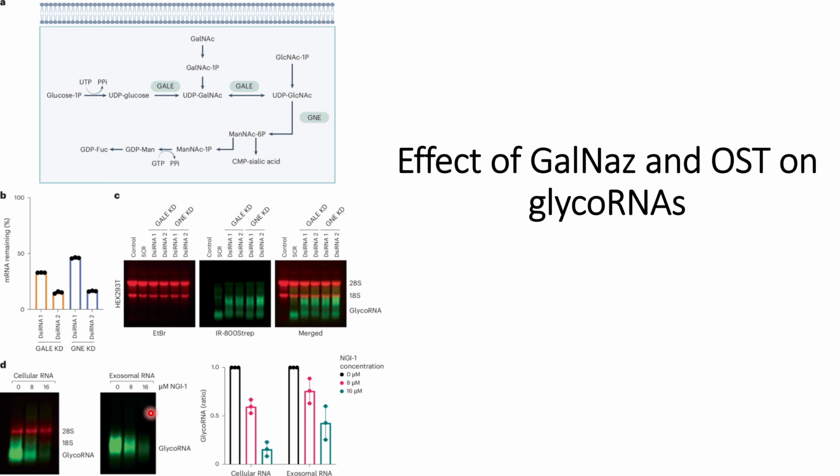These results have been quantified on the right hand side, where we can see that the glycoRNA ratios go down significantly compared to the control for the cellular RNAs and also for the exosomal RNAs at different concentrations of NGI-1. So both of these results indicate that the GalNAz pathway plays a role towards these glycoRNAs, and also the OST pathway plays a role towards glycoRNA formation. This is what they finally conclude in this paper.